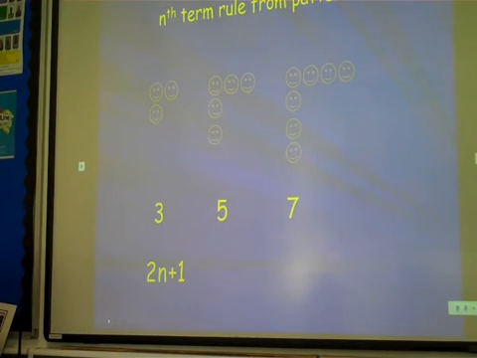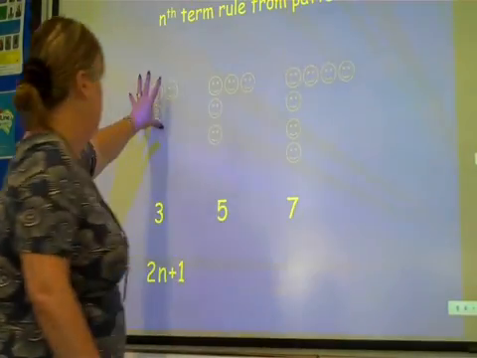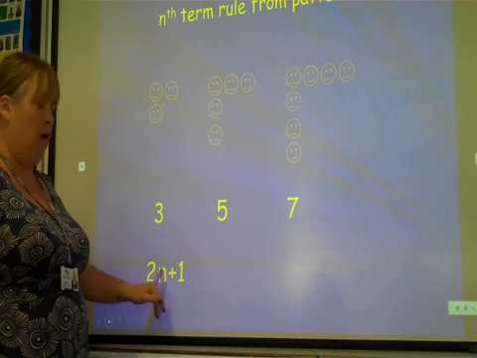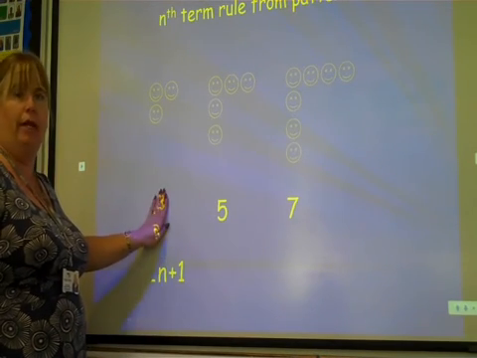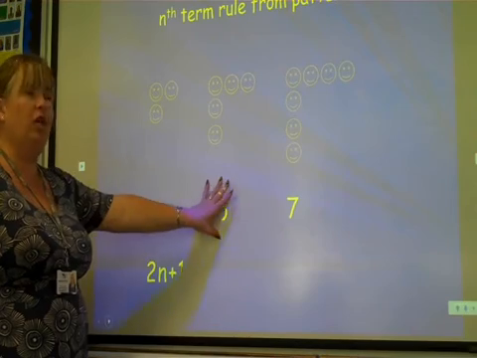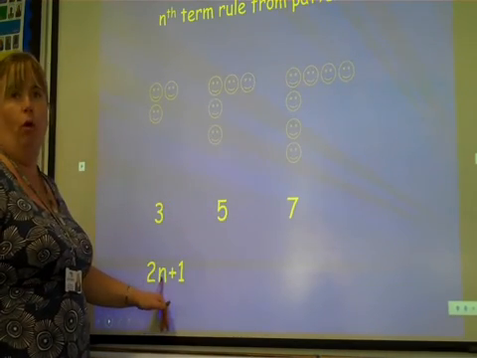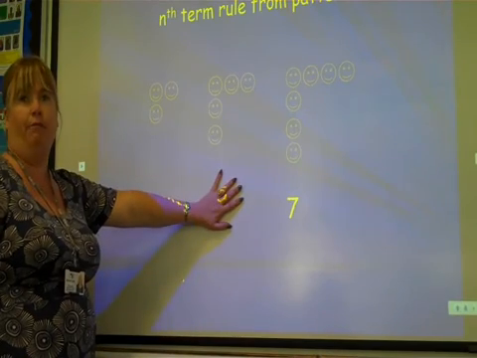Or what you could say is for the first term, when n is equal to 1, 2 times 1 is 2, and what do you add to 2 to get to 3? 1. And you can check that on the next one. When it's the second term, n is 2, 2 times 2 is 4, plus 1 is 5.